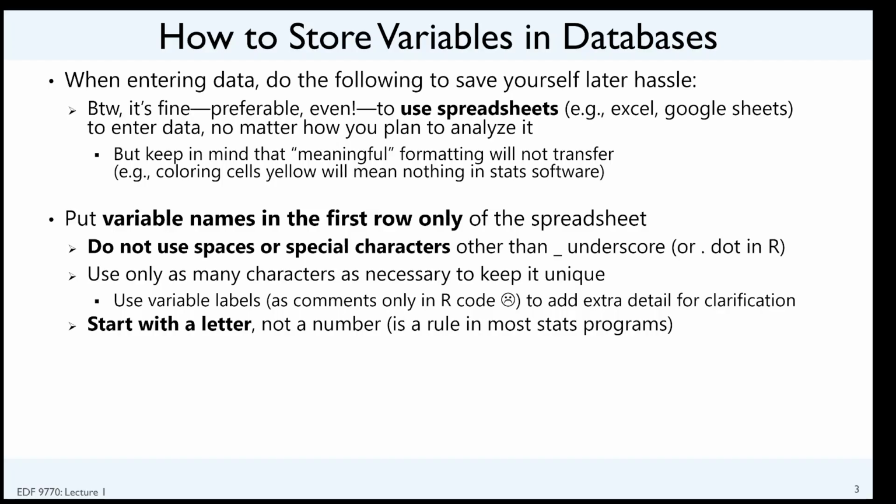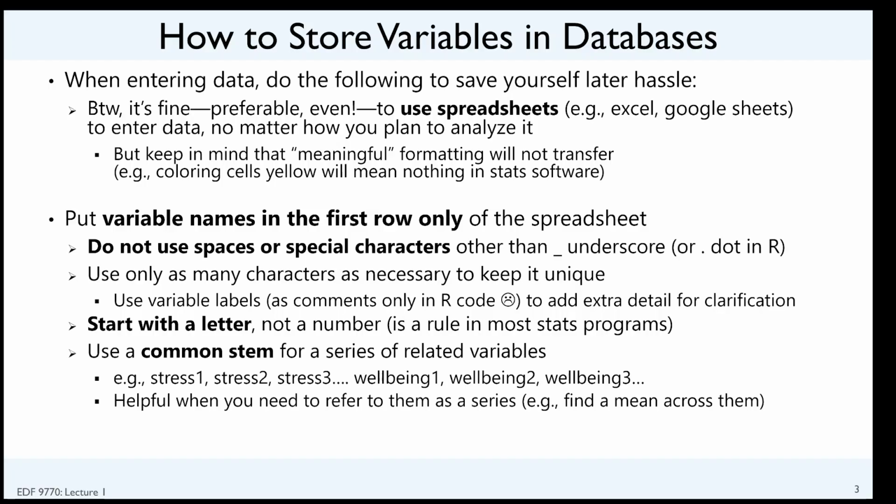You need to start with a letter and not a number in almost every software package that I know of. And if you have a series of related variables, you want to name them that way. So for instance, if you have a stress scale with 10 items, you would not want to use words like worry, anxiety, fear as the stem, because you can't collect those in an easy way. Whereas if you say something like stress 1, stress 2, stress 3, then you can refer to that as a list to do things with. Like you can add across those columns, or you can move them all to a different place in the data set, things like that.